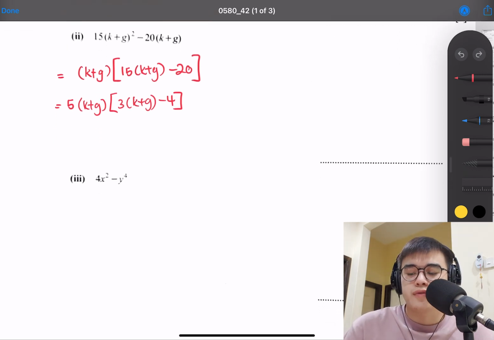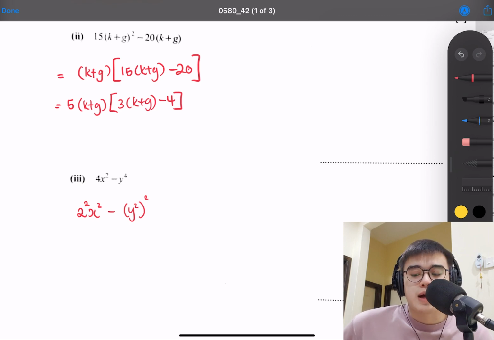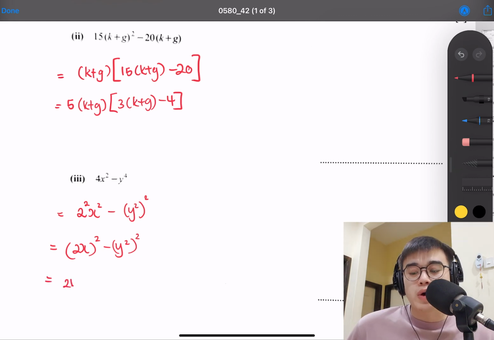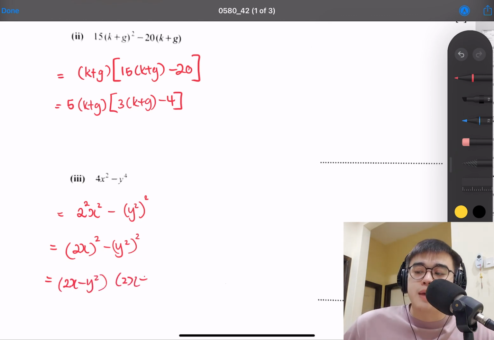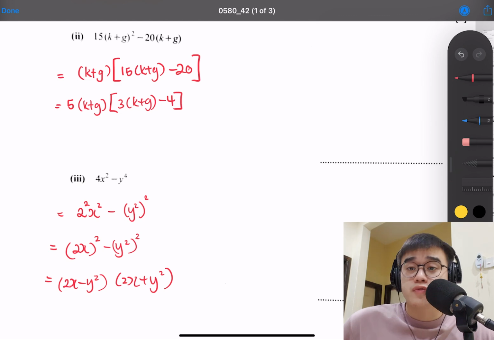As for the next part, it's kind of tricky. So part 3 here, you gotten your 4x squared minus y to the power of 4. First thing that you can do to this question here is to adjust the 4 into 2 to the power of 2. So with that out of the way, you can actually further adjust the y to the power of 4 into y squared to the power of 2. So with this, you now change the question into a squared minus b squared formation. So you can then further split them up into a plus b and a minus b. That's why you get your answers as 2x minus y squared multiplied with 2x plus y squared. So that's how you get to your final results here.